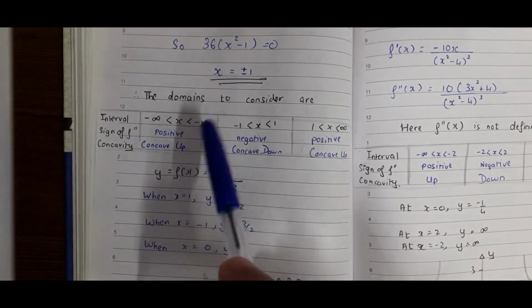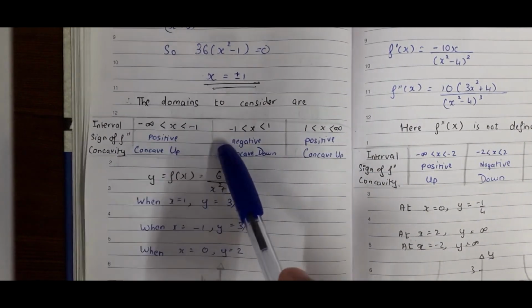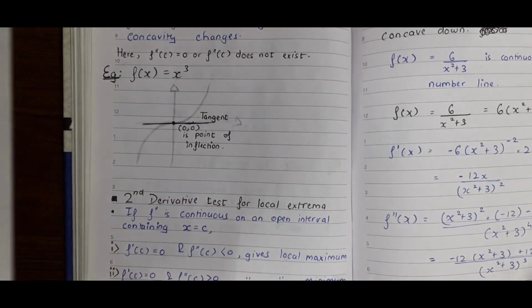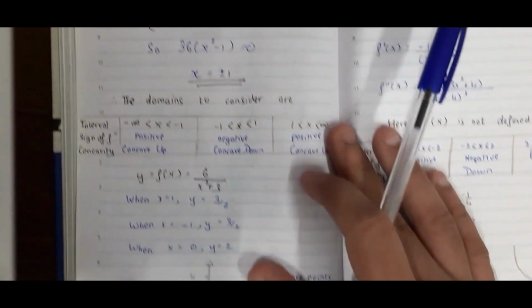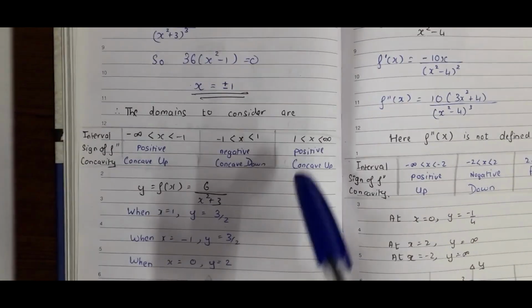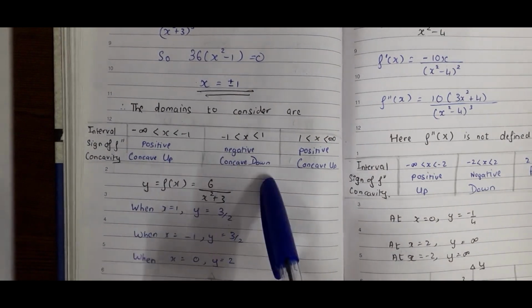Now over here for the sign of f double dash, you can take any value between negative infinity to negative 1, any value between negative 1 to 1 and any value between 1 to infinity. Put it back over here in your f double dash equation down here and you solve it. For these values you get a positive, these values you get negative, these values you get positive. Since you have your sign of f double dash, you can determine the concavity: concave up, concave down, concave up.